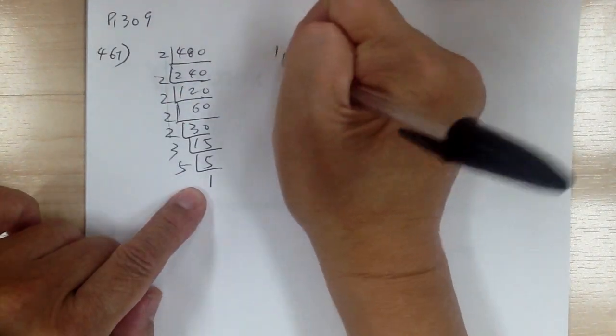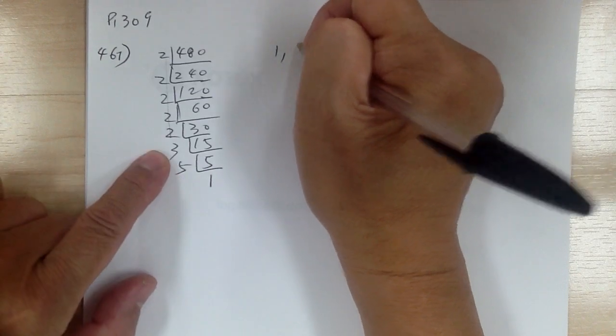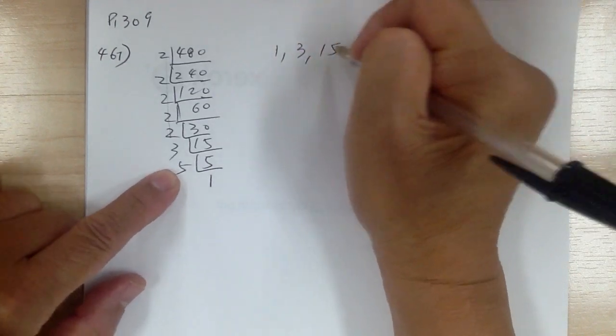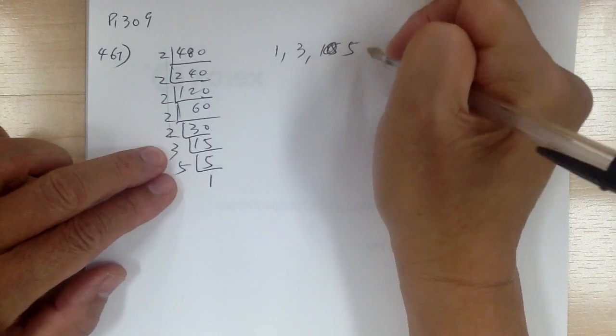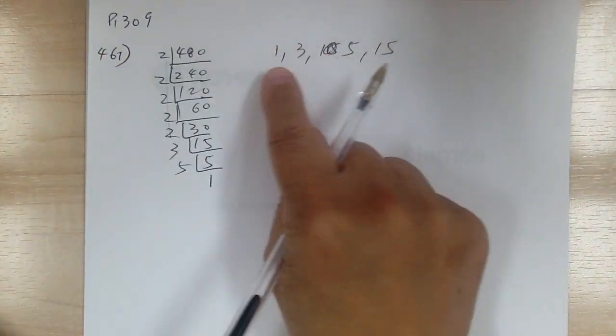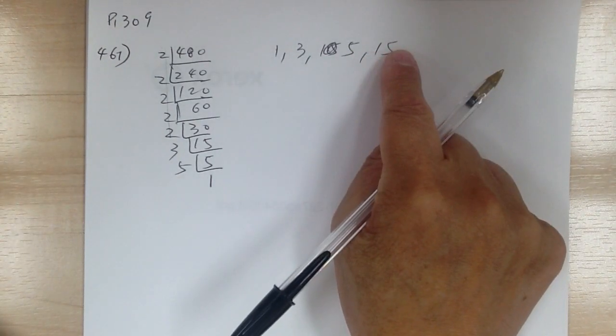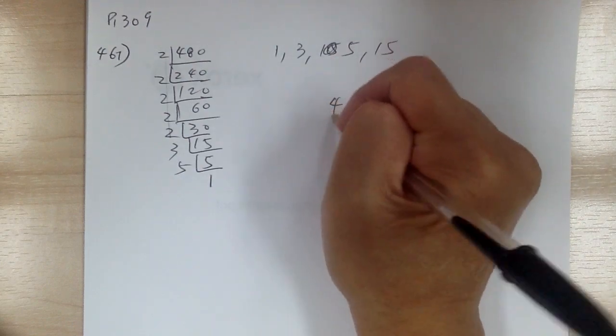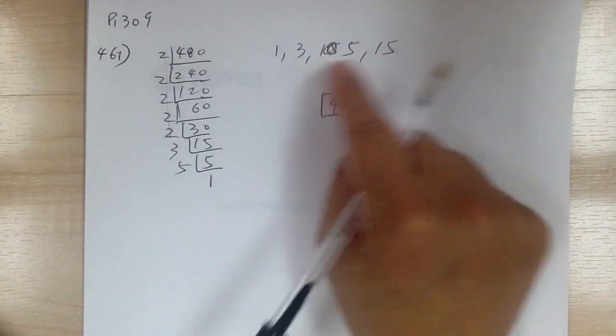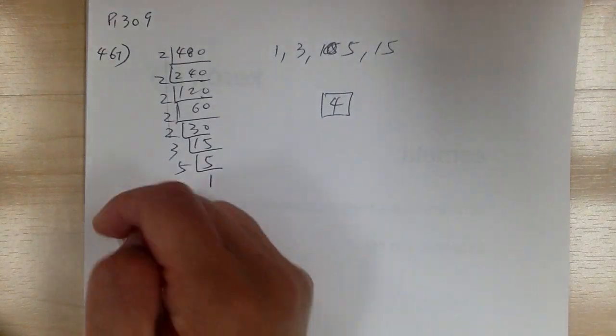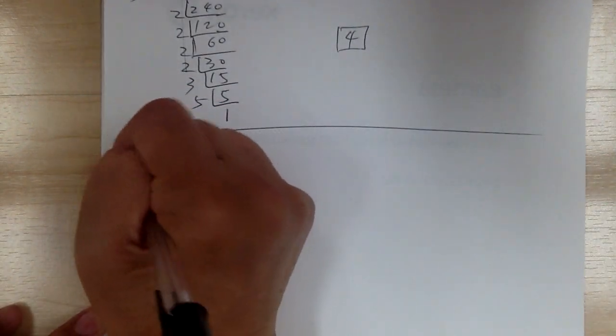So this will give you 1. This will give you 3. This will give you 5, and this will give you 15. So these are the 4 odd factors you have. So the answer will be 4. There are 4 factors that are odd: 1, 3, 5, and 15. Okay, let's go to 468.